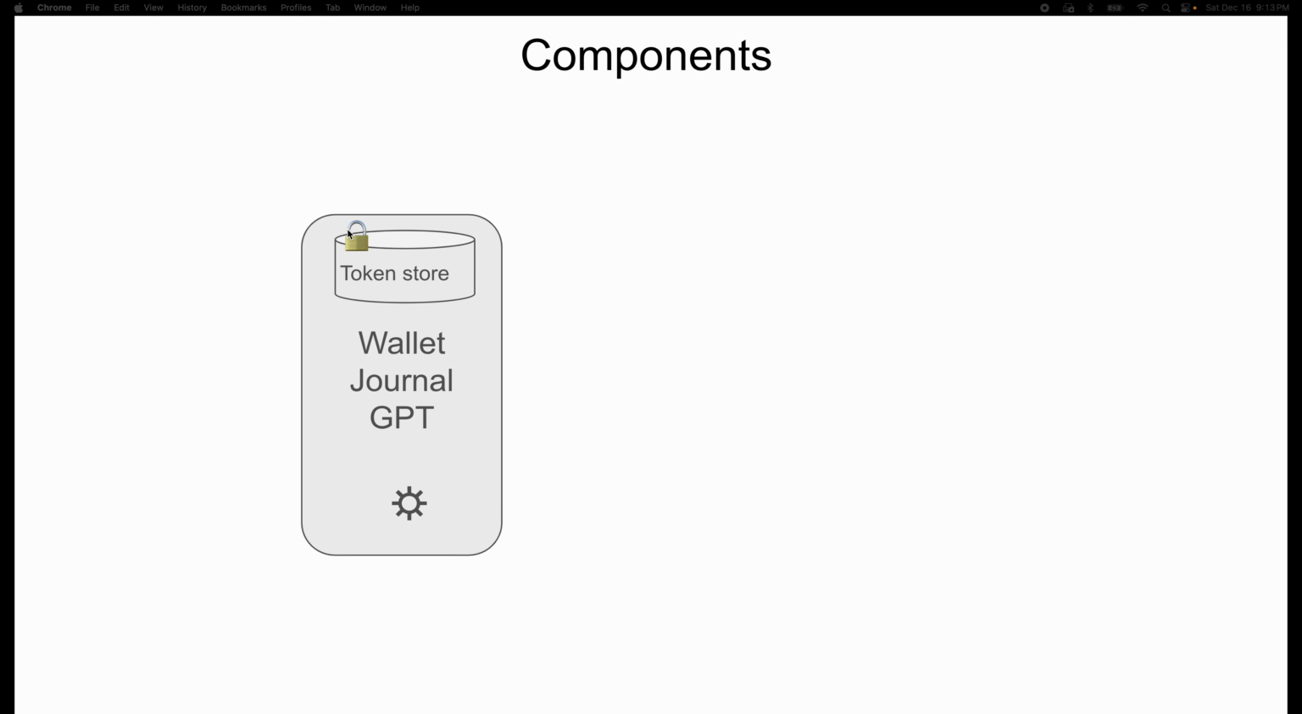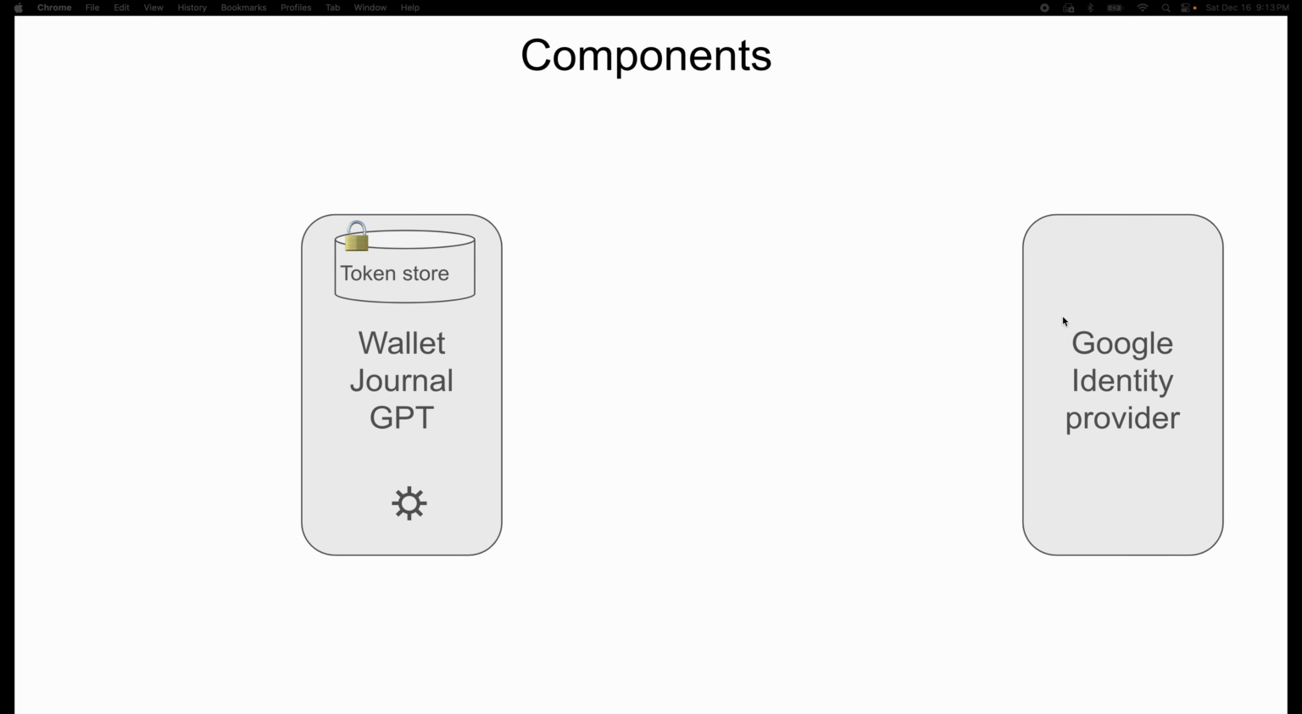The next component is the Google Identity Provider. Building an industry-grade OAuth 2 server with all the security and encryption is hard. Also, this will entail people needing to sign up with your new service. So to circumvent this, we will be using Google as our OpenID identity provider.